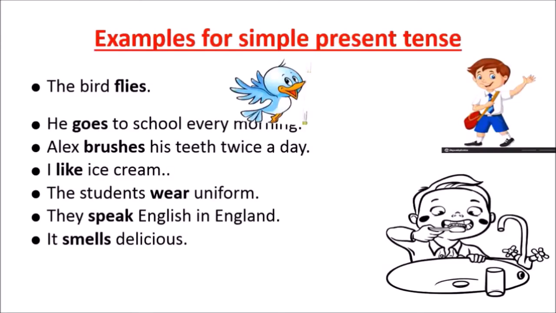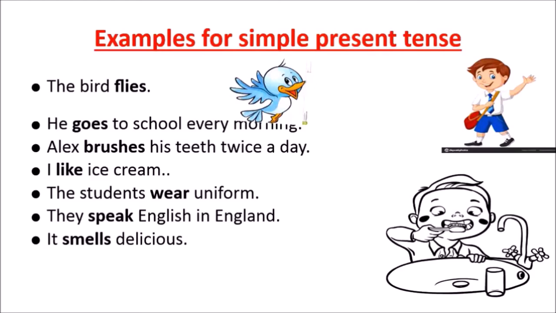So now we are moving on to the examples for simple present tense. Look at the first example. The bird flies. Look at the picture there. What is the bird doing? The bird is flying, but it is said in the present tense. So what have we written? The bird flies, because it comes under third person singular, that is it. So that's a rule, right? Yes.